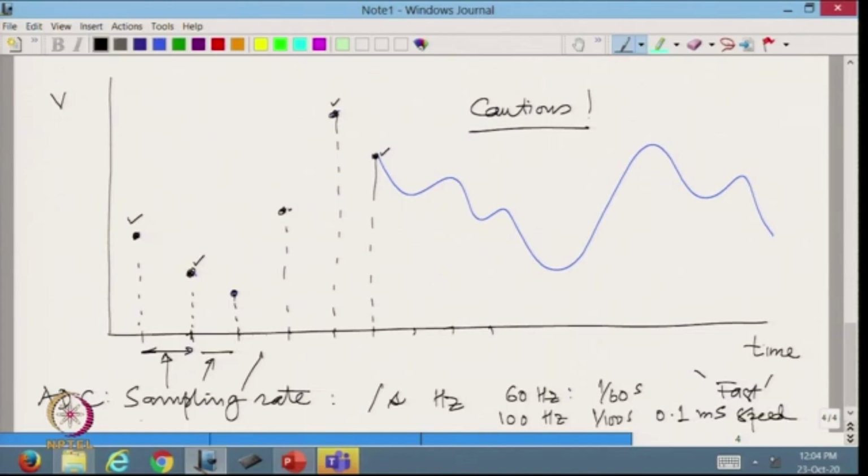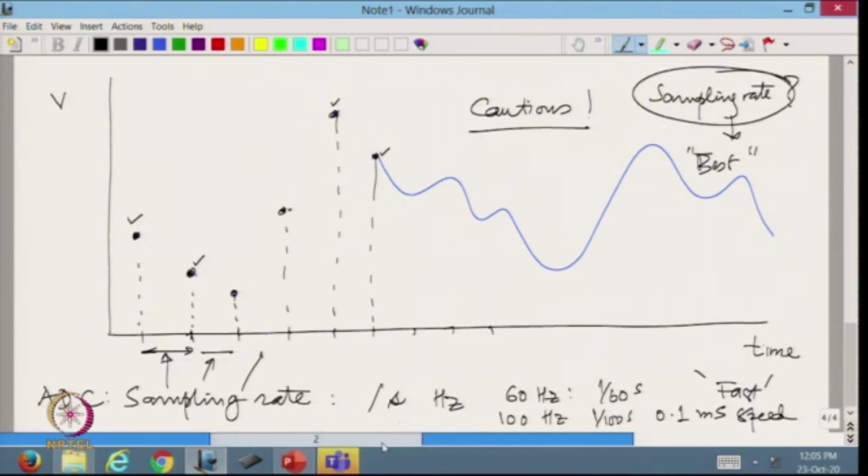So, we have to decide that depending on the rate of change of this signal, what should be my sampling rate, so that I can faithfully reproduce my analog signal, what you may call the best digitization. This is another important setting that the experimenter has to do.